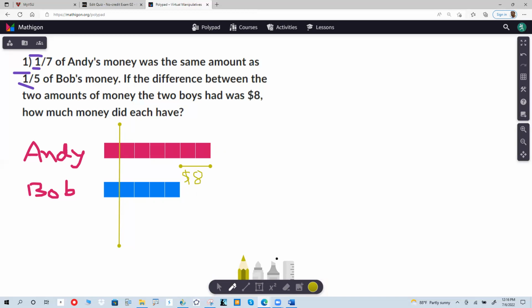If 2 squares represent $8, 1 square represents what? Connor? Wouldn't it be $4? $4. Good. We're almost done. How much money did each have? Well, Andy had 7 boxes. Each box represents $4. So Andy had $4 times 7 is 28. And Bob had 5 boxes, and each box represents $4 again. 4 times 5 is 20.